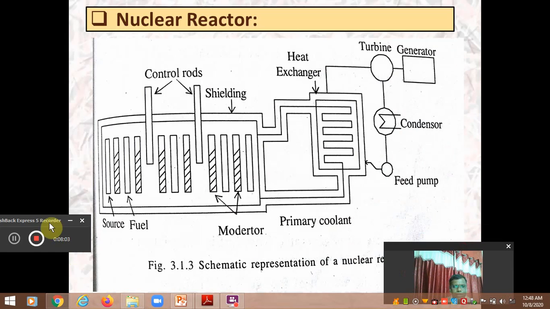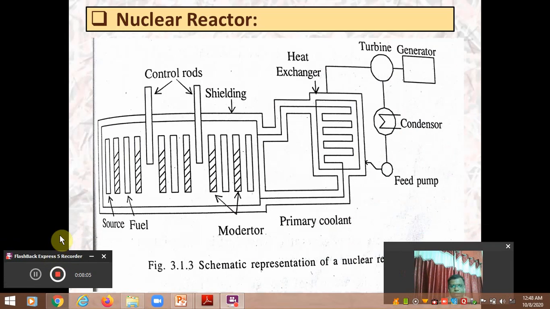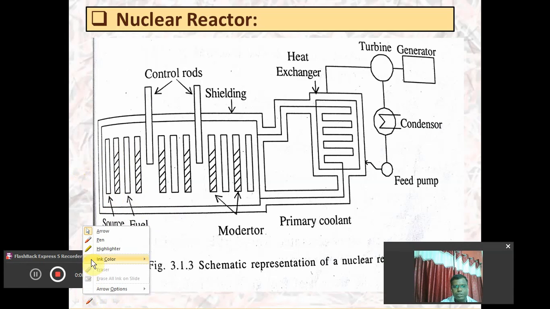This is the diagrammatic representation of the nuclear reactor. Dear friends, so this is the source. I hope you will be able to see here all the parts that we already discussed in the previous part and revised in this part of the video. So this is the source, and source in the sense we require a neutron source. So this is the first part.